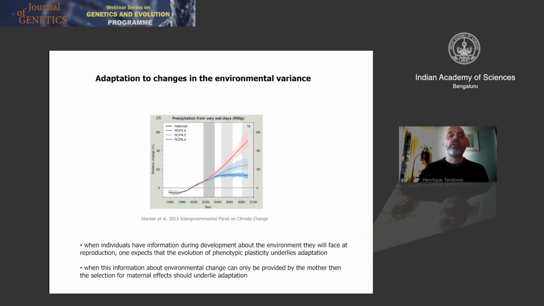Now let's switch gears a little bit and talk about adaptation to changes in the environmental variance, not changes in the average of the environment. So, as I mentioned previously, when individuals have information during development about the environment they will face at reproduction, then one expects that the evolution of phenotypic plasticity underlies adaptation. That's a little bit the story that I presented just before. But when this information about environmental change can only be provided by the mother, then selection for maternal effects should underlie adaptation.